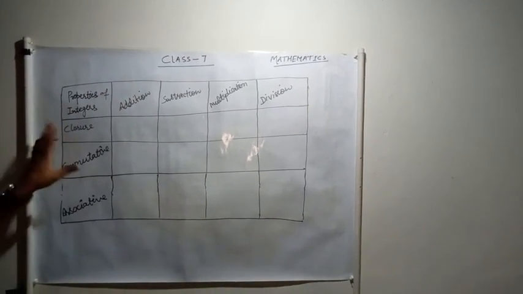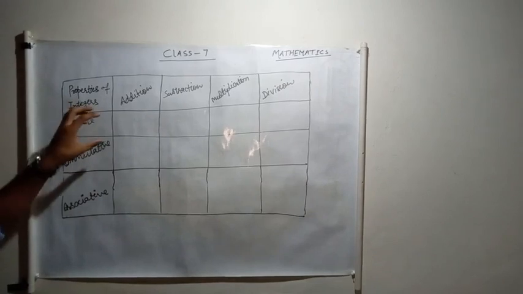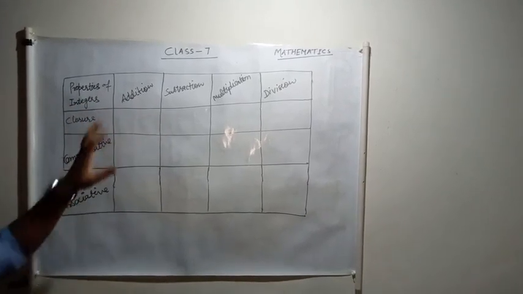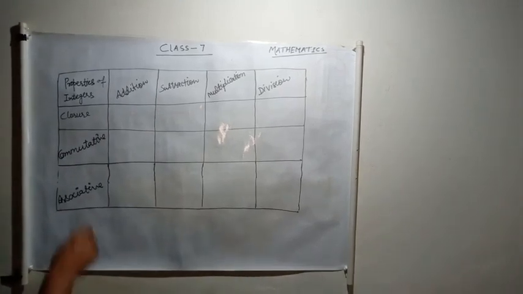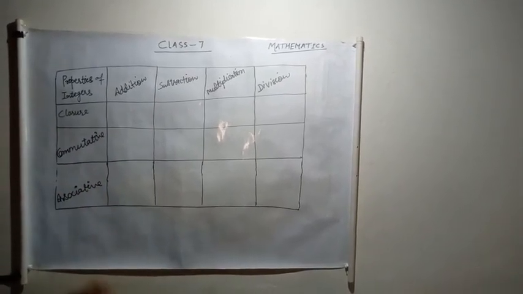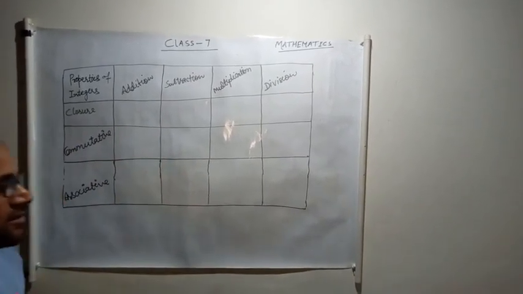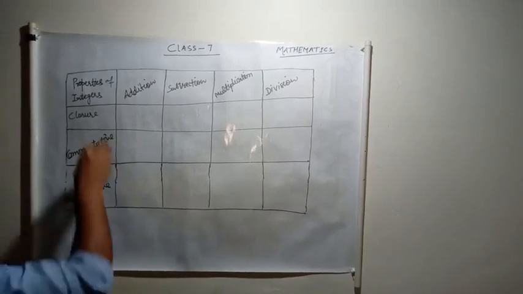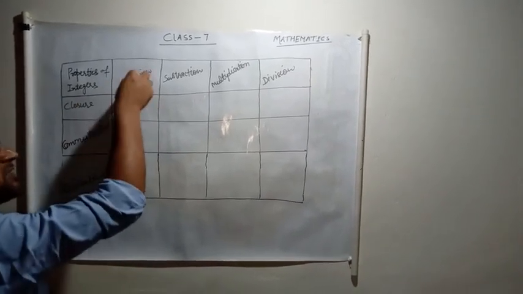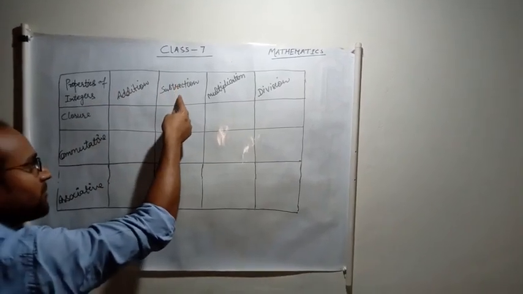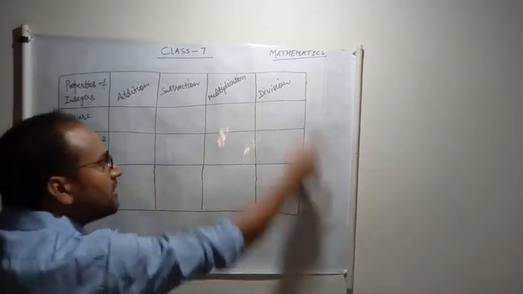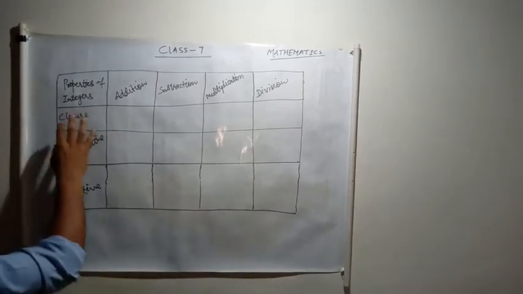Closure property is based on two integers or more than two integers. Commutative property is based on only two integers, and the associative property is based on three integers. So here we are going to see which property holds on which operations. Meaning, does closure property hold for addition, subtraction, multiplication or division? So we are going to check one by one.